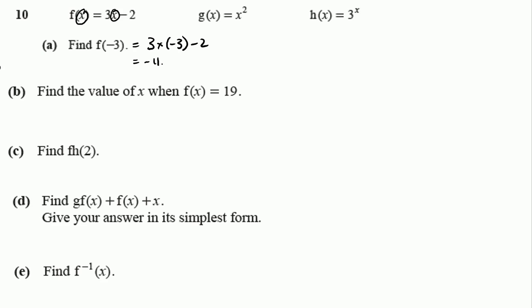Now I want to find the value of x when f of x equals 19. f of x is 3x minus 2, and I want to know when that equals 19. So I'm going to add 2 to the other side, making 21, and divide by 3 to get x equals 7.